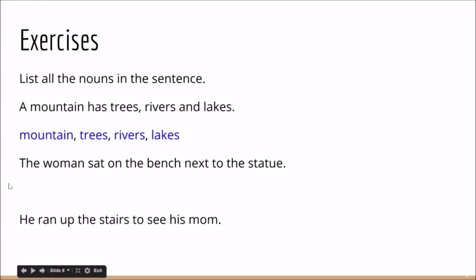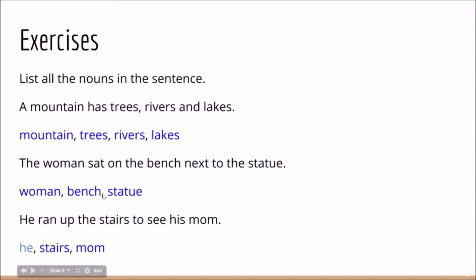Now, the next sentence. The woman sat on the bench next to the statue. The nouns in this sentence are woman, bench, and statue. And the last one, he ran up the stairs to see his mom. He is a pronoun. It's that special type of noun. Stairs and mom are nouns.